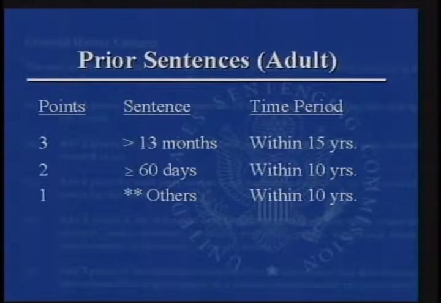We move on to Guideline 4A1.1, subsection B, for the assignment of 2 criminal history points for each prior sentence that was at least 60 days of imprisonment but less than 13 months. And now we're looking at a 10-year time frame. So we're looking for a sentence that was imposed within 10 years of the commission of the instant offense. And finally, under subsection C of 4A1.1, 1 criminal history point would be assigned to all other prior sentences, again, provided that that sentence was imposed within 10 years of the commission of the instant offense.